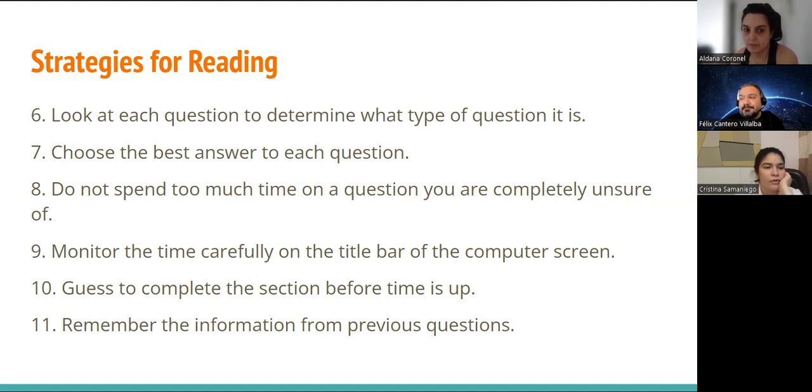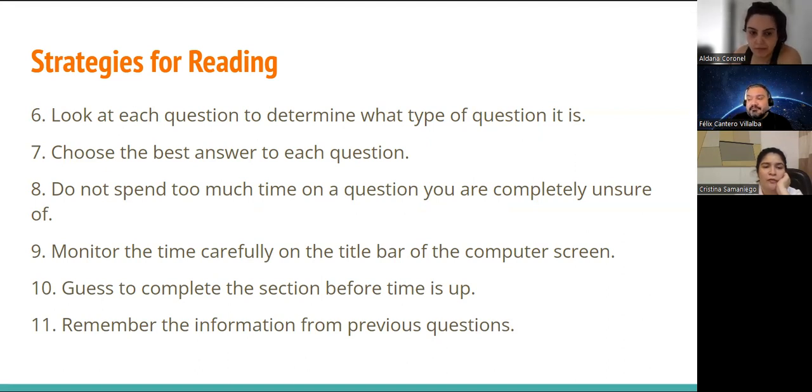Number 9. Monitor the time carefully on the title bar of the computer screen. Yes, so you have a timer telling you how much time is going down, and we're going to work a lot on that, working with time. Okay. Guess to complete the section before time is up. Yes, so if you were not able to manage your time very well, choose letter of the day and mark something. You're not penalized for wrong answers. So you always have a 25% chance that you're going to answer correctly.